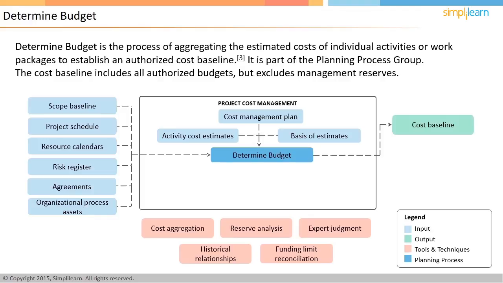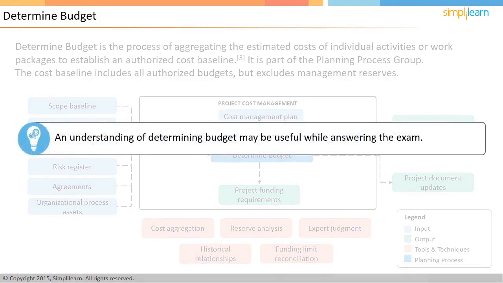The output of this process is the cost baseline. This is an authorized project budget over a period. This is used to measure, monitor, and control overall cost performance of the project. In addition to this, the project funding requirements are also arrived at. Funding requirements means how much fund the project requires monthly, quarterly, or yearly for the execution. The last output of this process is project document updates. An understanding of determining budget may be useful when answering questions in the PMP exam, so make a note of the inputs, tools, and techniques and outputs of determining budget.